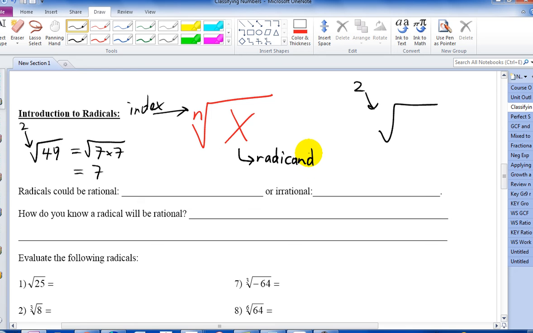So that's a weird number. It's a word, sorry. Okay, so the inside number is the radicand. The outside index is the n. Now sometimes you get an index of 3.